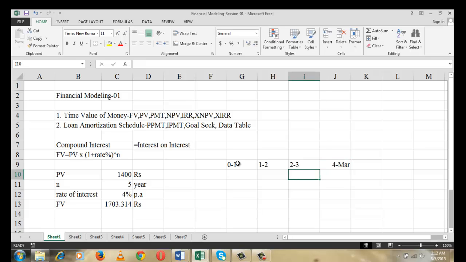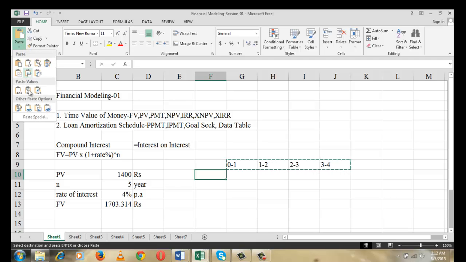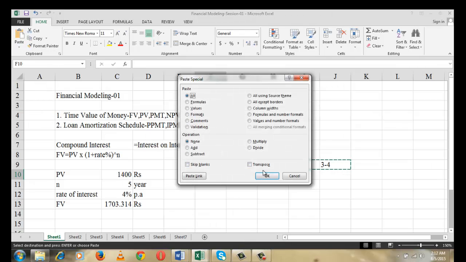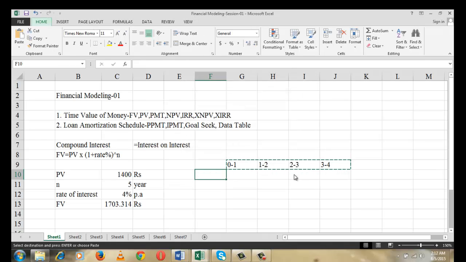Imagine for the 4 years I deposited this money, and copy this data. Now the same data I want vertical, so this is horizontal. To transpose this, go to paste, and you can go to paste special, transpose. Otherwise the shortcut key is Alt E S E, you get the same thing.